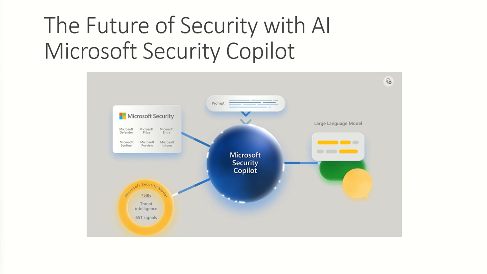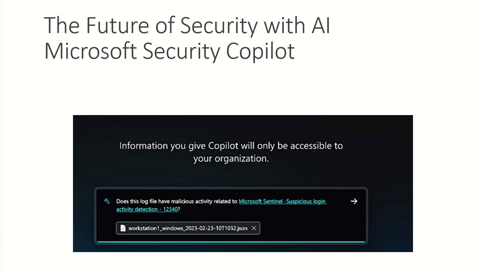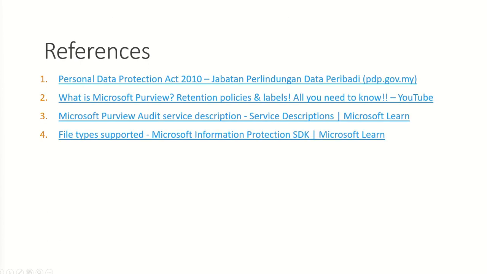Okay, so that's all, and thank you for your time. So yeah, this is a few features of Security Copilot. They have a particular box here that you can type into. Say, does this log file have malicious activity related to this detection? So these are the references that I will also post in the description.